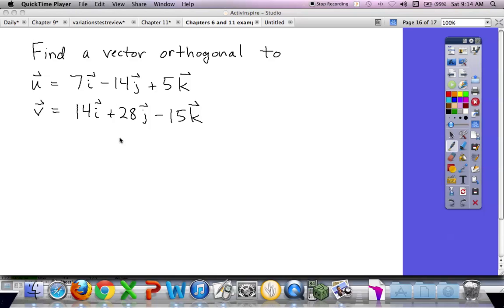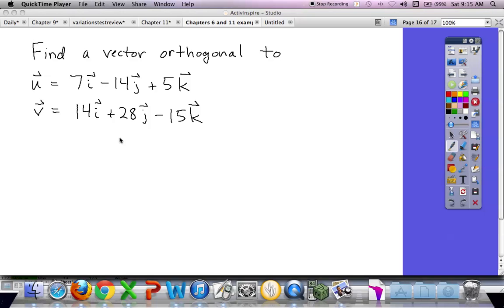Find a vector orthogonal to u and v. Okay, when you get directions that say find a vector orthogonal to, then you should think, oh, that means I'm supposed to find the cross product of those two vectors, because that's what a cross product does.